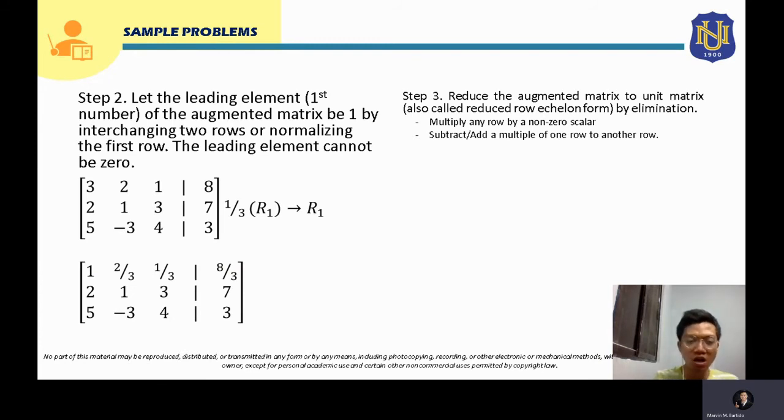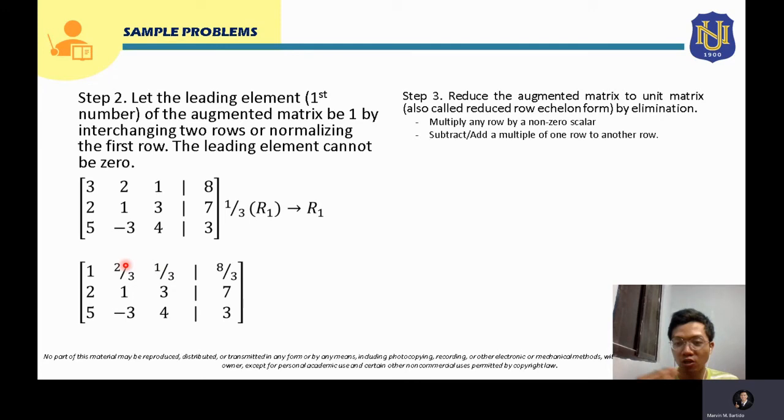We have to reduce this augmented matrix to a unit matrix. Meaning to say, its principal diagonal should be 1 and the remaining elements should be 0. So that's the unit matrix. That's our goal for this augmented matrix. We have to reduce this to a unit matrix.